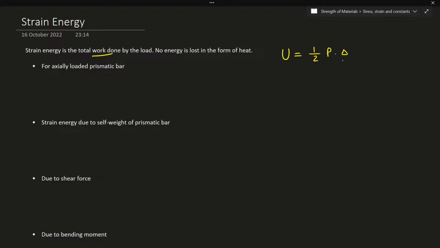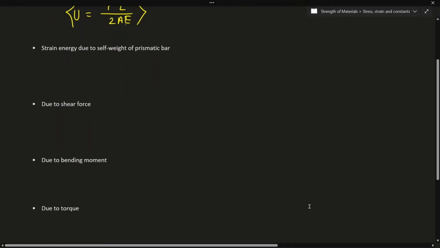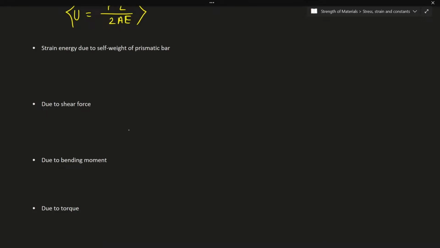Now if I substitute the value for delta here, for a prismatic bar I'm going to have U is equal to P square L by 2AE. So this is going to be the formula that we are going to rigorously use while solving the problems on the strain energy, right?